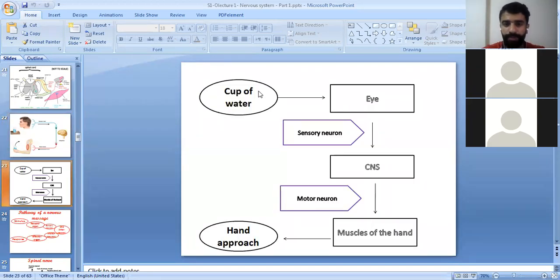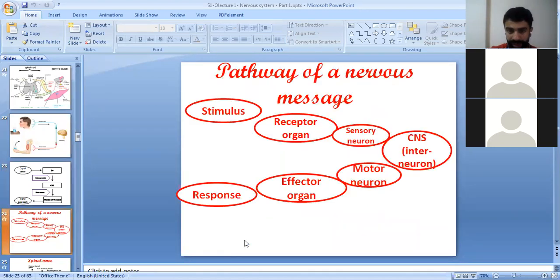So here, the cup of water is the stimulus. The eye is the sensory organ. The message is sent from the eye to the CNS, central nervous system, using my sensory neuron. Then from the central nervous system toward the muscles of the hand, using the motor neuron. And here the action, the hand approaches to hold the cup of water and drink. So this is the pathway. We have stimulus, which is the cup of water in this case.